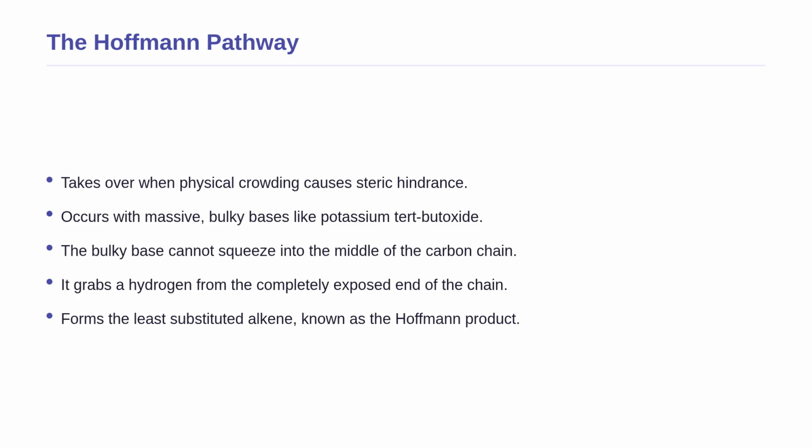But what happens when things get crowded? The Hoffmann rule takes over when we encounter steric hindrance, which is simply physical crowding between large groups of atoms. If we use a massive, bulky base like potassium tert-butoxide, it is simply too fat to squeeze into the middle of the carbon chain. It bumps into surrounding atoms and bounces off. Frustrated by this crowding, the bulky base takes the easiest path available. It grabs a hydrogen from the completely exposed, uncrowded end of the chain. This forms the least substituted alkene, known as the Hoffmann product.